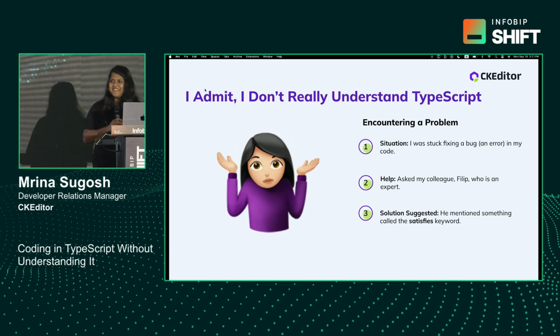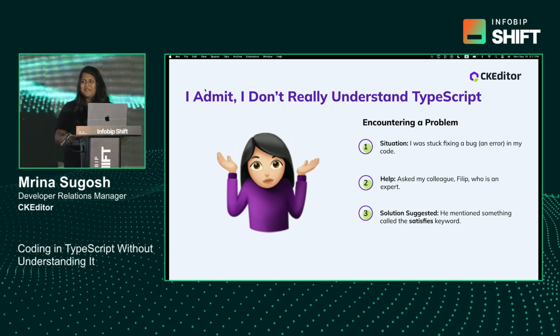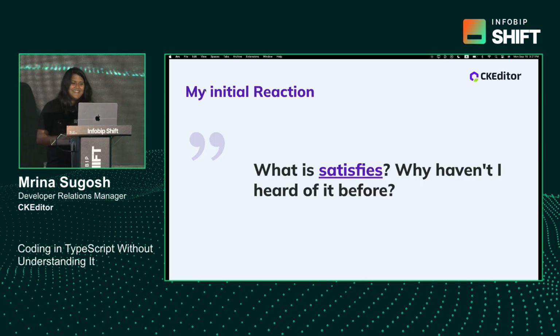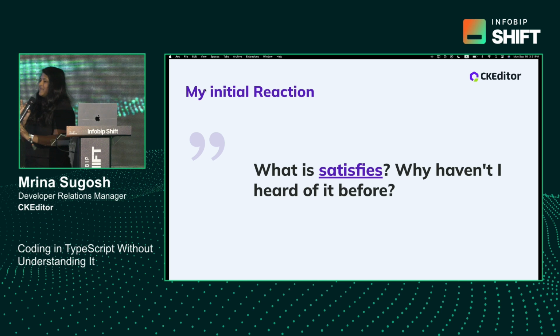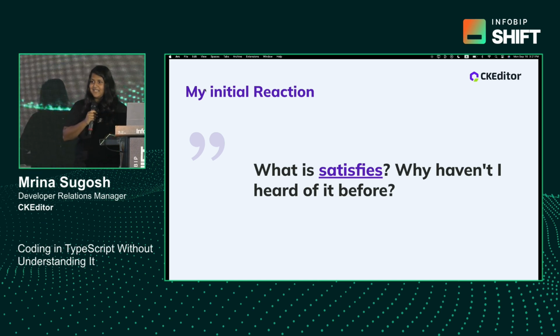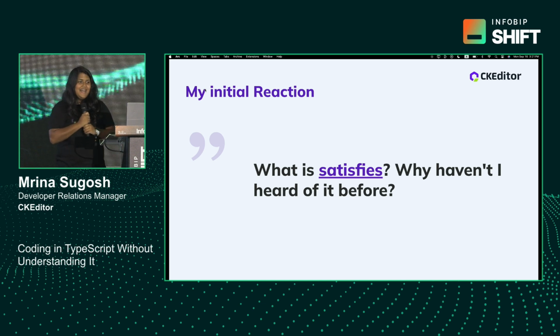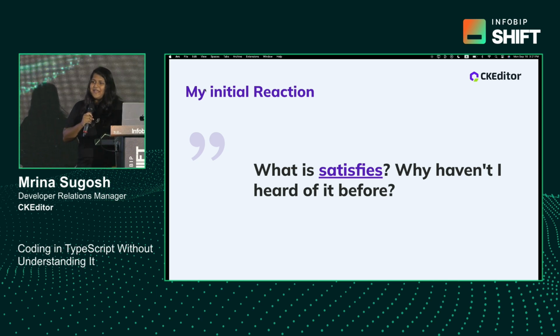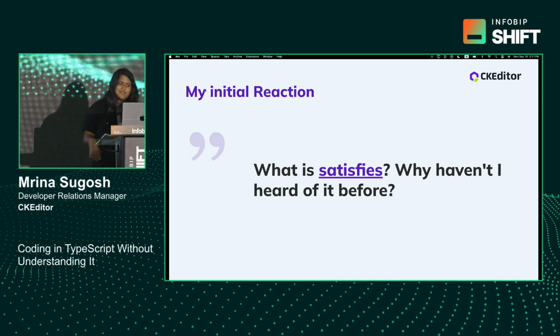How many of us have been in that situation before? Come on, there's more than that. There's more than that. All right. So when Philip mentioned satisfies, I said, what is satisfies? I, of course, didn't say it to him because as developers, we all have the ego. But I thought it to myself. I said, what is satisfies? Why haven't I heard of it before? And why have I just been directly typing some of my objects?